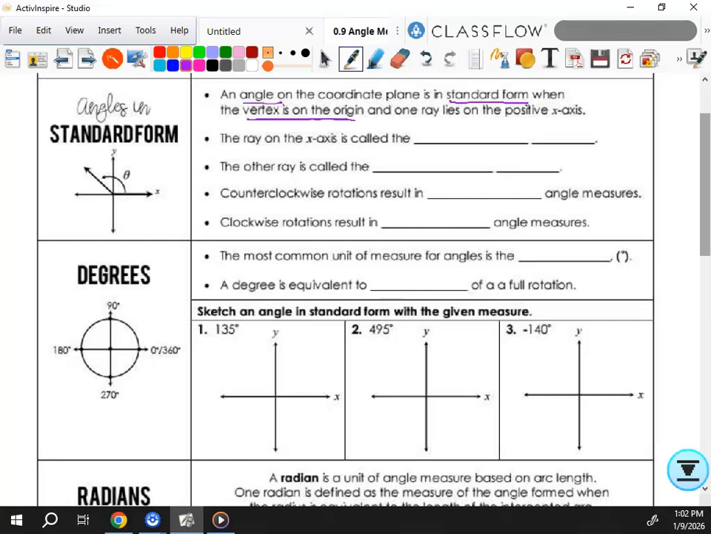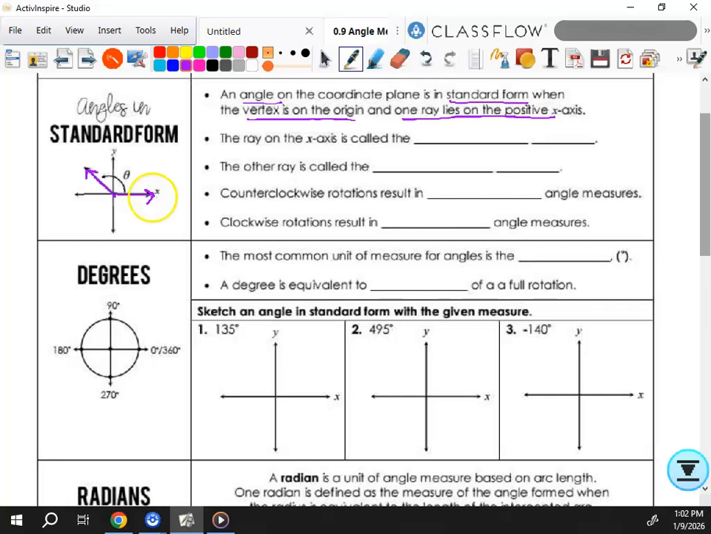So my vertex is connected to the origin right there. One ray lies on the positive x-axis. So this ray right here is stuck no matter what. And then the other ray is somewhere else, but still attached to the origin. It just kind of rotates around. So there's where we get an angle. That angle is in standard position. Okay. So that angle looks like this, and then it took this one and it opened up this way. It can also open up this way, and we're going to look at that in just a second.